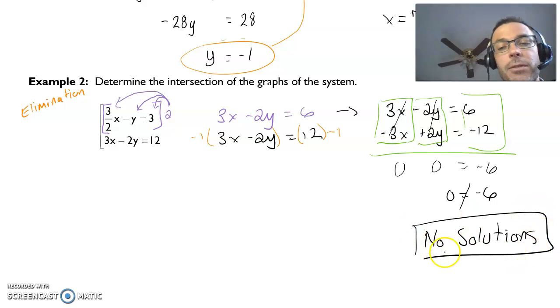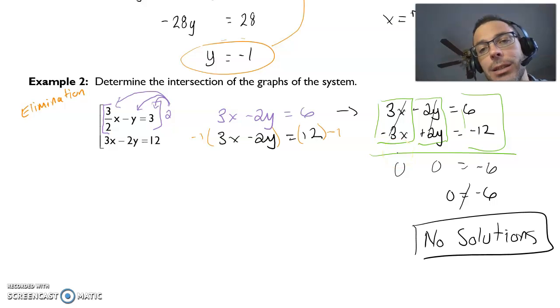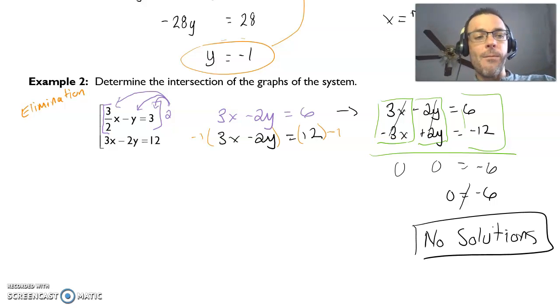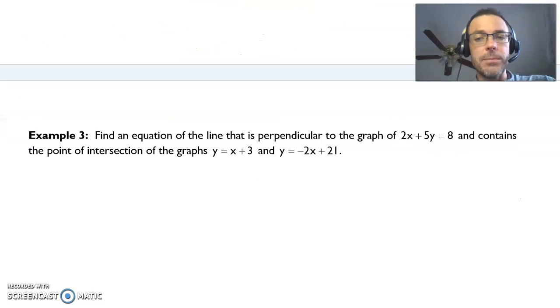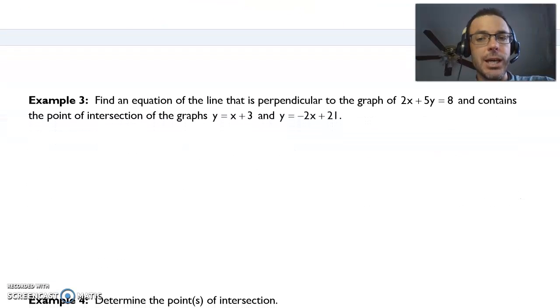If my variables both eliminated and my constant eliminated, now I have 0 equals 0. That's a statement that is true. That would be infinitely many solutions, or all points on that line. All right. Hopefully we're all caught up to speed on those. We are going to flip to the next page and start looking at example 3. Take a minute, read through it, and see if you can get started on what that might be asking us to do.